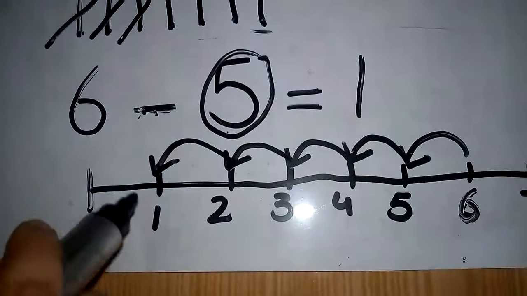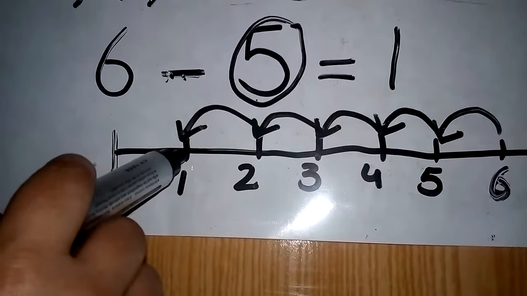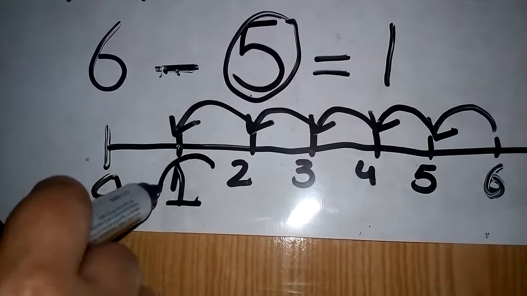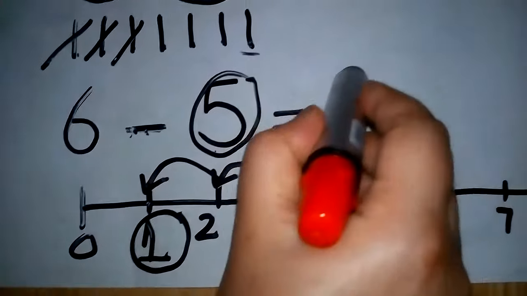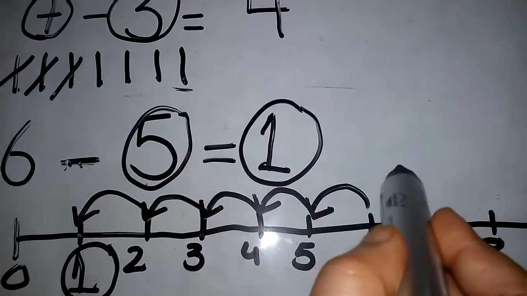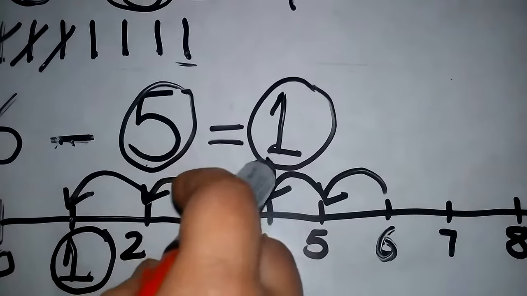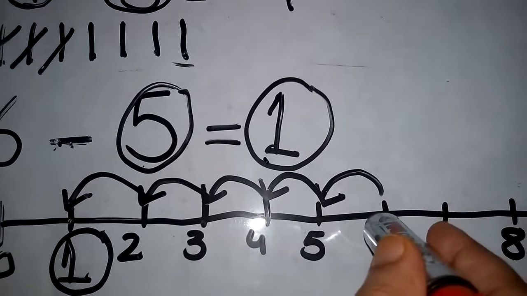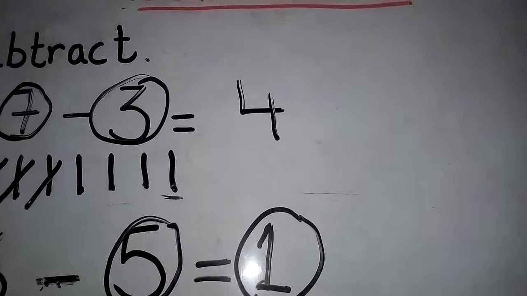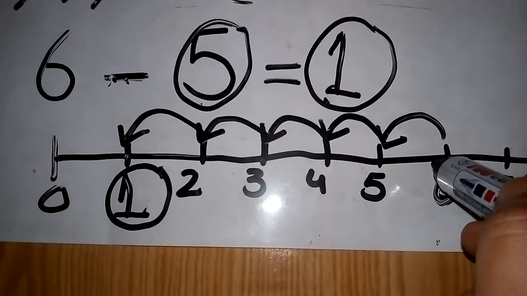So where are you now? Zero. No, it's not zero. One. You are on one. So your answer is one. So here you can see when you use your finger the answer is 1, and when you use this number line, the same answer. So different methods have the same answer.